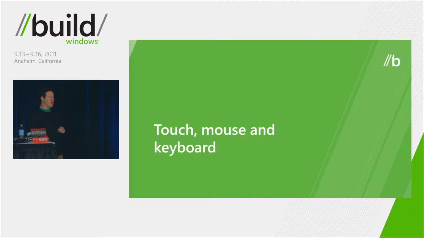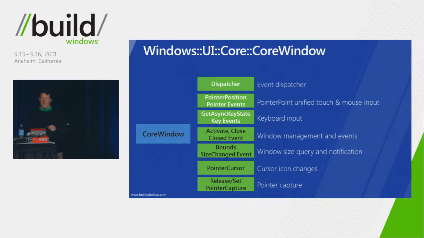So I'm going to start out talking about touch, mouse, and keyboard. The first object, if you managed to attend Chaz Boyd's talk or one of the other DirectX talks, they might have touched on this a little bit. Core Window is the new object for Metro-style apps that is essentially analogous to the old Win32 window. It's the object that you use primarily for mouse, keyboard, and pointer events. It's kind of the primary dispatcher.